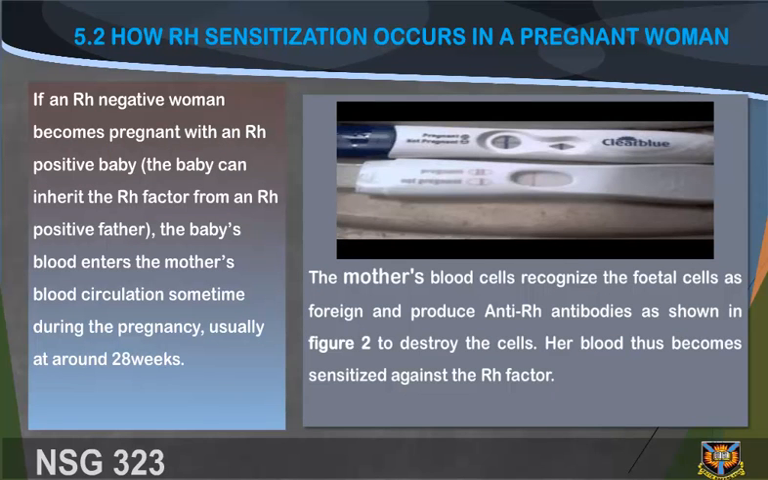5.2. How Rh sensitization occurs in a pregnant woman. If an Rh negative woman becomes pregnant with an Rh positive baby, the baby can inherit the Rh factor from an Rh positive father. The baby's blood enters the mother's blood circulation sometime during the pregnancy, usually at around 28 weeks. The mother's blood cells recognize the foetal cells as foreign and produce anti-Rh antibodies, as shown in figure 2, to destroy the cells. The mother's blood thus becomes sensitized against the Rh factor.